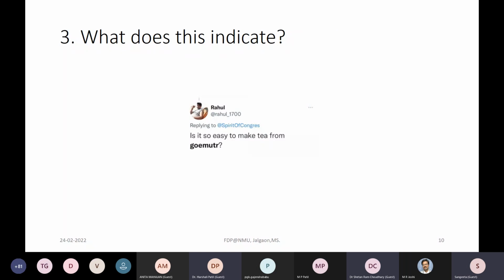Third case study. Can anyone tell me what this case study shows or indicates?